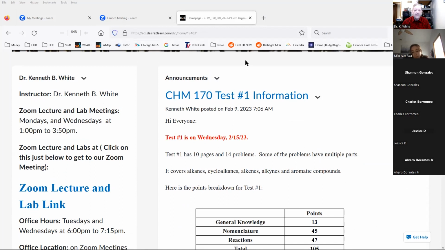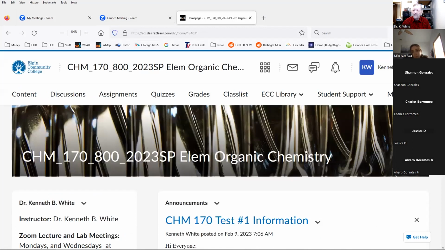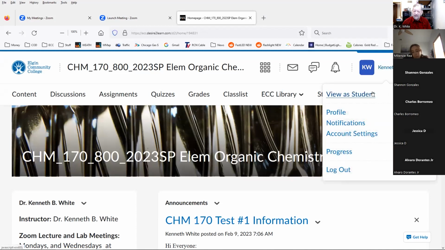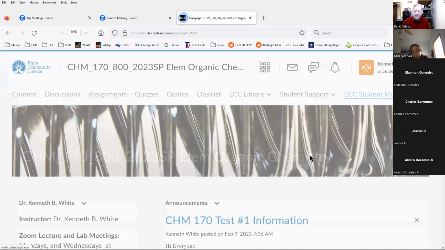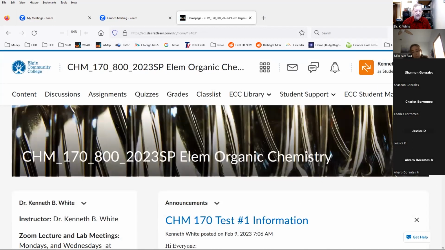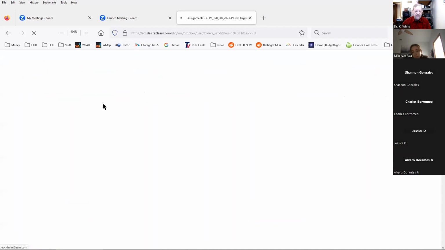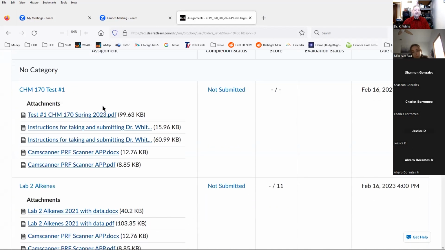Now, if we go to, that's not what I want to do. Let me change the view to D2L as a student. If you logged in, this is how it looked to you. Click on assignments. And you'll notice, test number 1. And here's the PDF file. Now, this is a password protected PDF file, and you can download it now. But on Wednesday, after class, I'll send out the email with the password, and then you'll open it up.